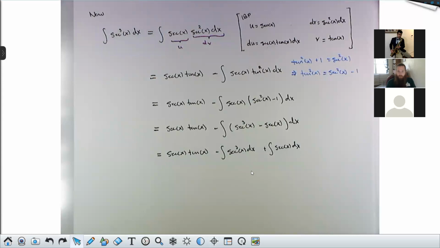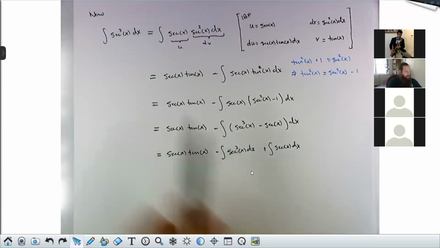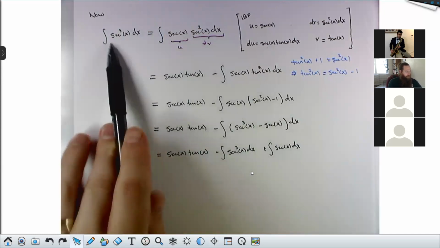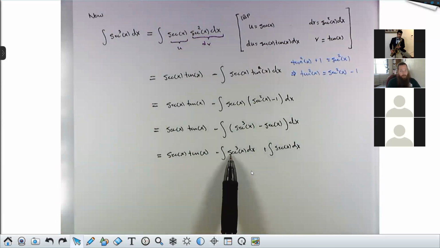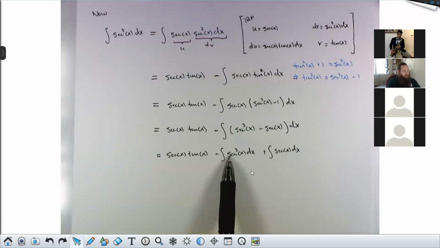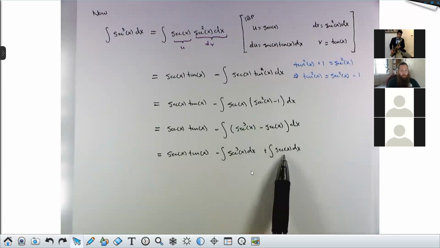Does anybody see anything in this line that might be relevant or useful to the problem? You can add the secant cubed to the other side. Very good. Here's my original integral showing up again, so we can add this over. Now there's a tiny catch, right? The tiny catch is that there's still this integral of secant over here, but do we know what the integral of secant is?